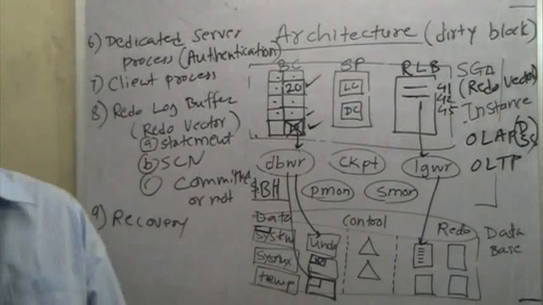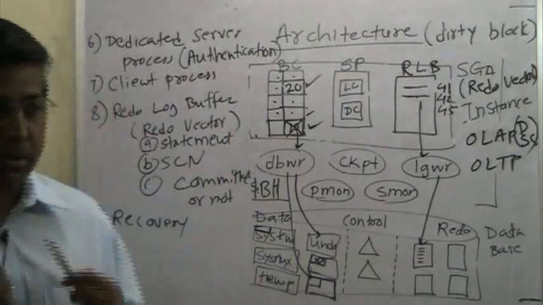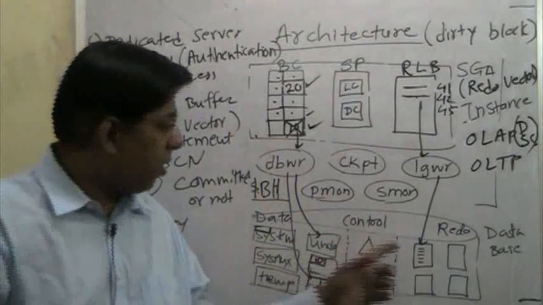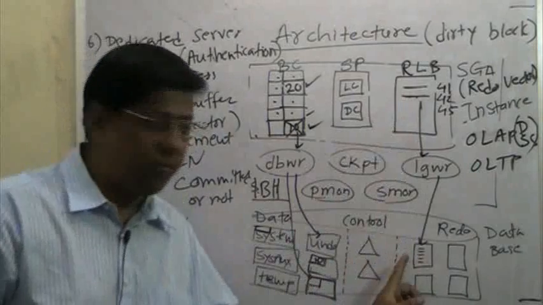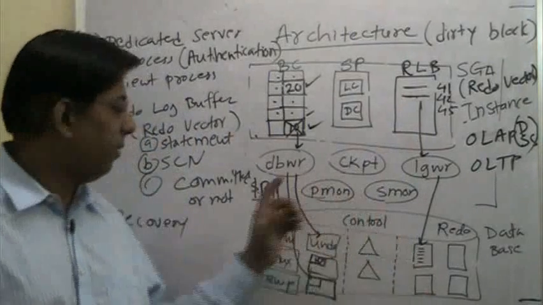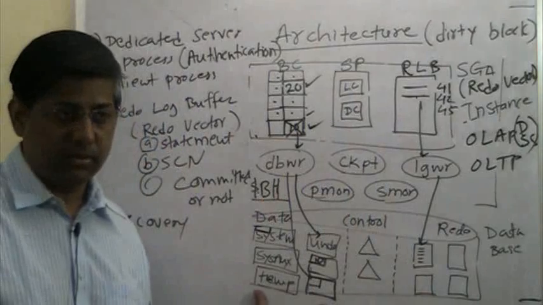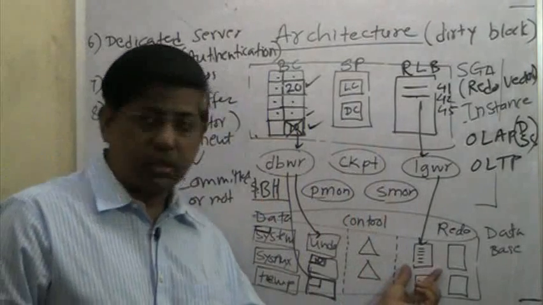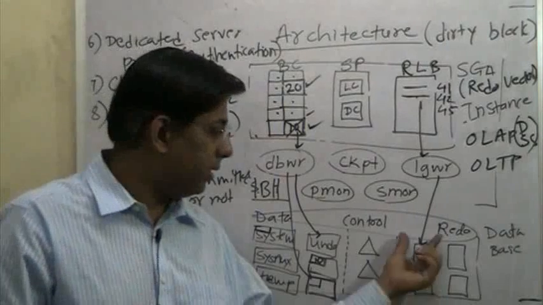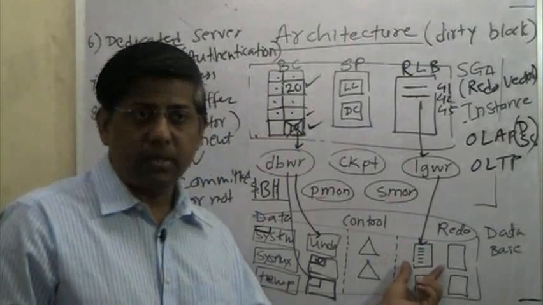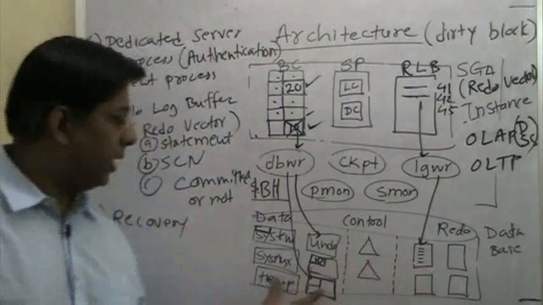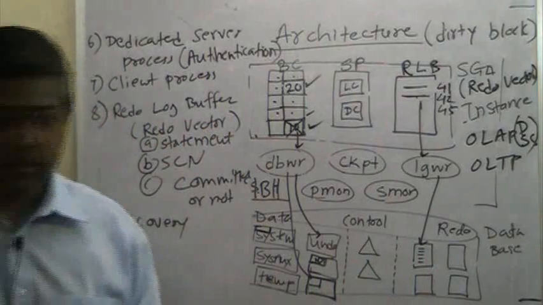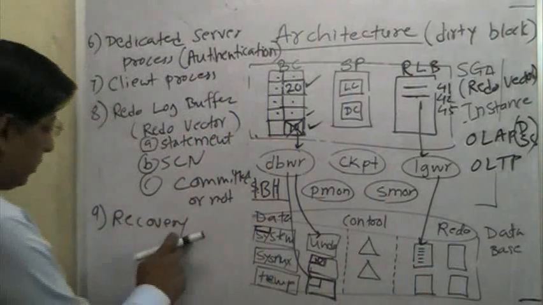What is recovery? Recovery is a process of redoing or replaying a transaction from the redo vectors of the redo file if we need to reconstruct our data. Let me repeat that. Recovery is a method of replaying the transactions from the redo vectors of the redo file if we need to reconstruct any data in the data file. That is what recovery is.